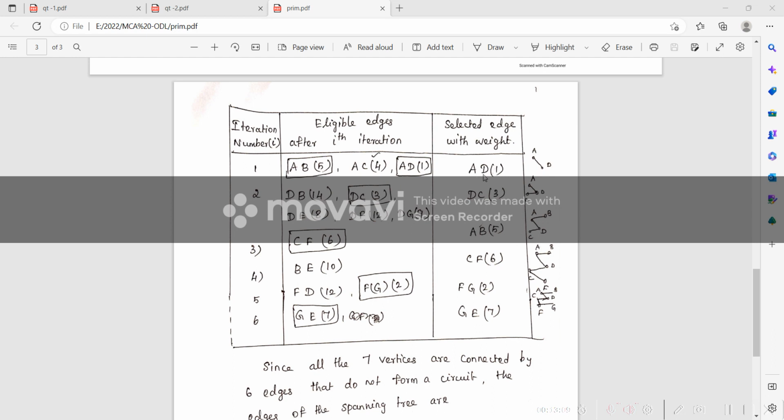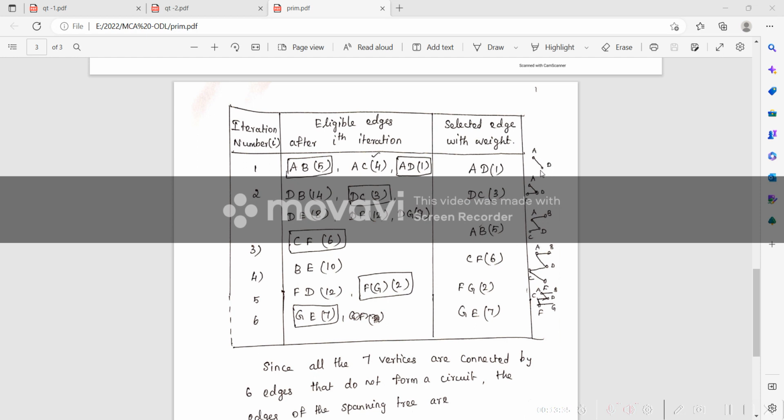Okay, so at each stage we have to draw that tree also. Sorry, tree also, not a spanning tree. It is a tree. Okay, so we selected two vertices. One is A and another one is D. So between these we have edge AD whose weight is 1. So after this iteration, this AD edge is selected.